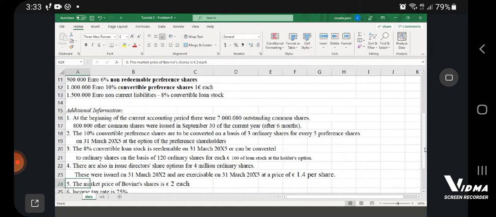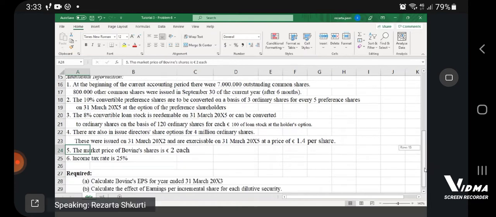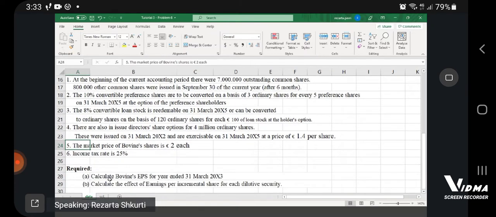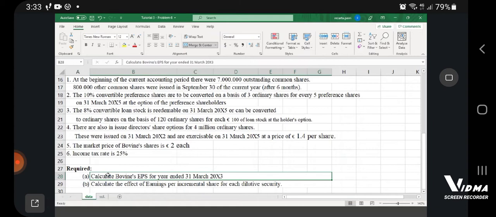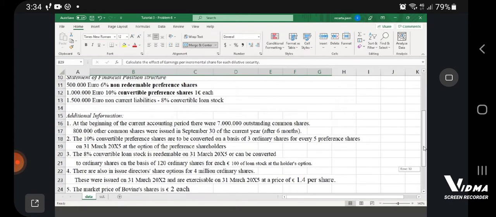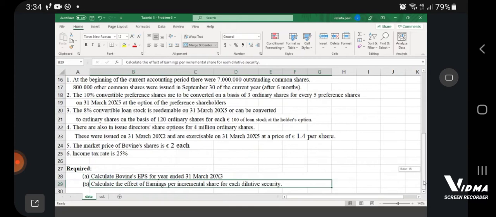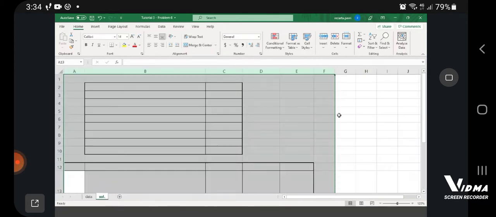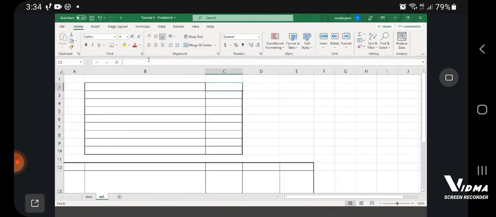We also have the income tax rate, 25%, and we are required to calculate the earnings per share for this year that ends 31st of March 2003, and also to calculate the effect on earnings for each dilutive security. Now, actually, we have 3 kinds of dilutive securities over here, so we have some calculations to do about them. But first, let's start with calculating the earnings per share over here.